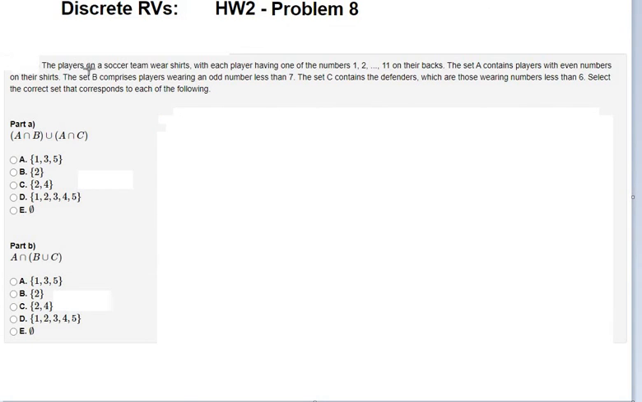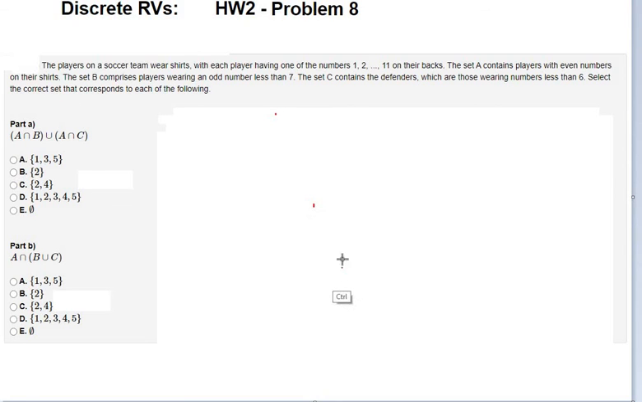Problem number 8. The players on a soccer team wear shirts, with each player having one of the numbers 1 through 11 on their backs. The set A contains players with even numbers on their shirts. The set B comprises players wearing odd numbers less than 7. The set C contains the defenders, which are those wearing numbers less than 6. Select the correct set that corresponds to each of the following.